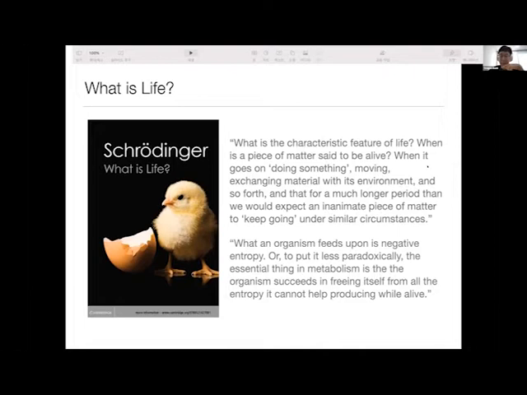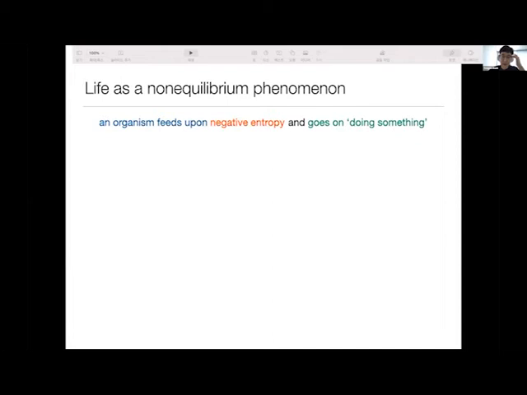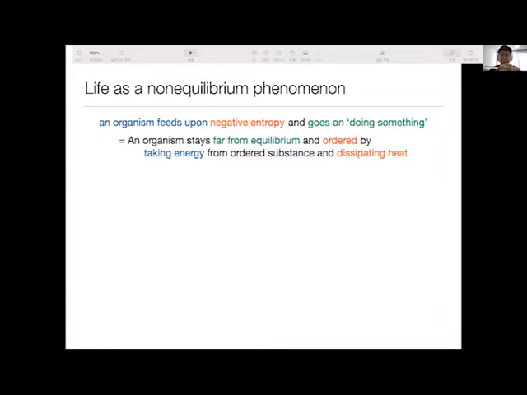alive? His definition, or rather the central phrase, was that something is called living or alive when it goes on doing something, and when it keeps its ordered structure by feeding upon negative entropy from the environment. So what do these words really mean? If you try to interpret it in more physicist terminology, then an organism stays far from equilibrium and stays ordered by taking energy from the other substance around it and by dissipating heat. So this is how you can interpret Schrödinger's wording, that it feeds on negative entropy and goes on doing something.